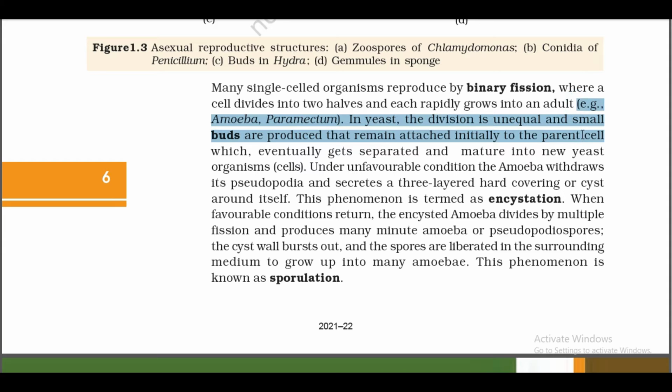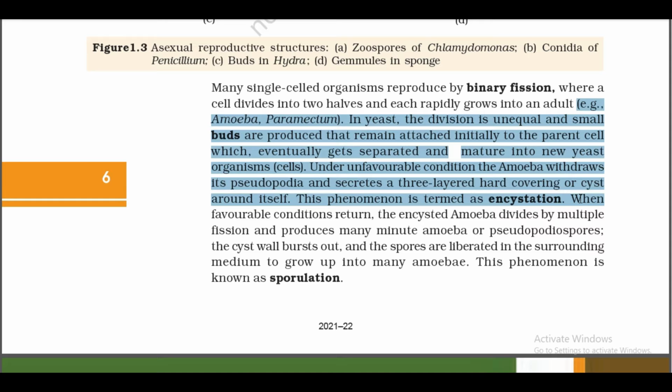Example, amoeba, paramecium. In yeast, the division is unequal and small buds are produced that remain attached initially to the parent cell, which eventually get separated and mature into new yeast organisms. Under unfavourable conditions, the amoeba withdraws its pseudopodia and secretes a three-layered hard covering or cyst around itself.